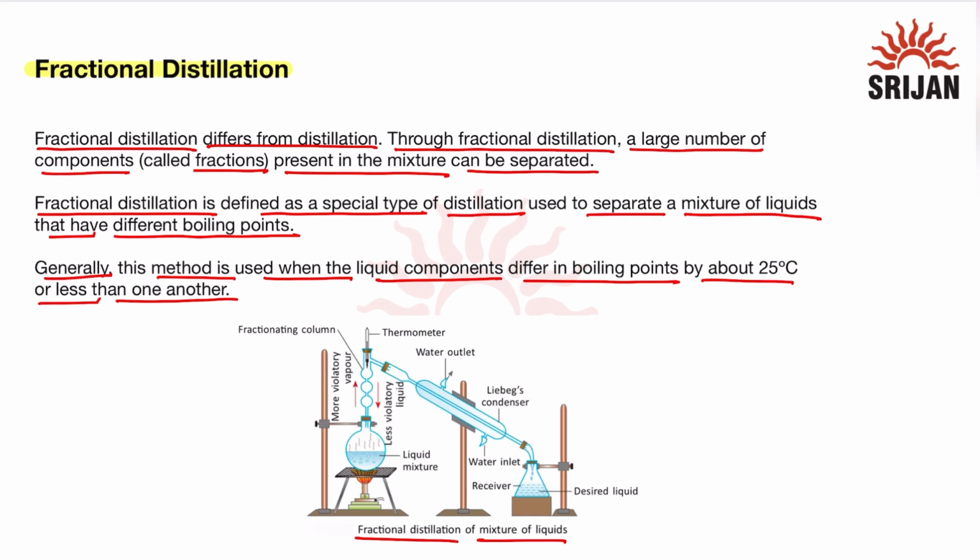This is the distillation flask which is provided with the thermometer. In this, the more volatile liquid will form the vapor, and the less volatile liquid will stay in the distillation flask. Now, this is the fractionating column which is provided so that the more volatile vapor can reach the Liebig's condenser, so that it can condense into the liquid form, and here in the receiver we can obtain the desired liquid. So we can separate a mixture of liquids that have different boiling points using fractional distillation.